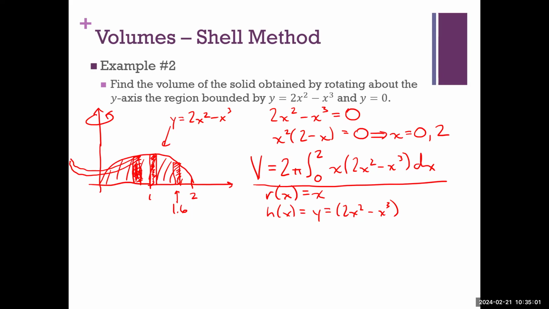Go ahead. I'm slightly confused on how we're doing that. Sure. So let me get rid of all this stuff in here. Basically the radius refers to how big around these cylinders are. So to get that information, let's draw a rectangle in here.